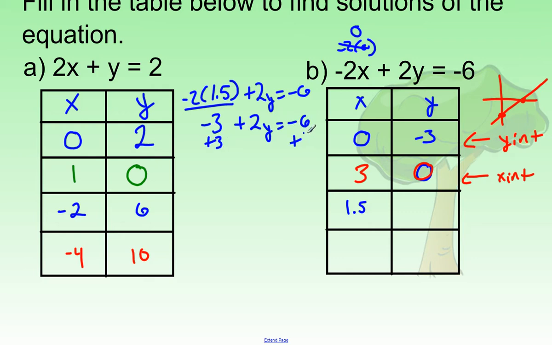Add 3 to both sides gives you 2y equals negative 3. Divide by 2, divide by 2, y equals negative 1.5. So I showed you right there, even plugging in a decimal, whatever you plug in for the x value, there has to be a y value that would make that statement true, and there it is.